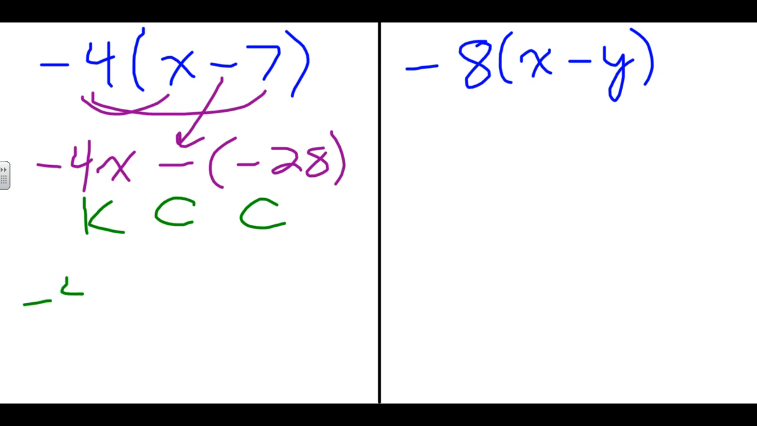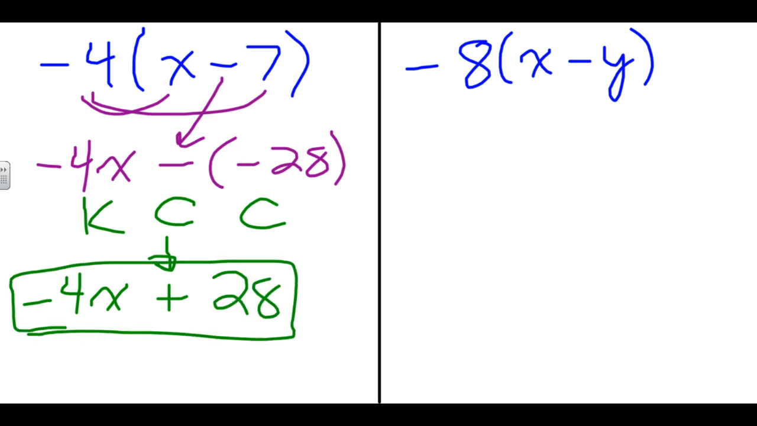we're going to keep the negative 4x, change the subtraction to an addition, and now this negative 28 becomes a positive 28, so it's the same as negative 4x plus 28. And this is the way I prefer that we write everything when we go through distributive property problems in class, on homework, or on assessments, where we end up with minus a negative.